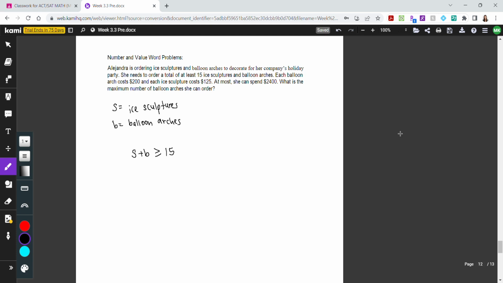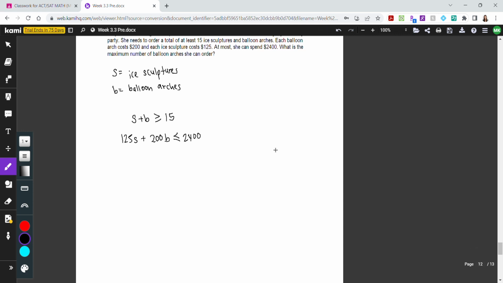Now the second one is, let's see, we know that each ice sculpture is $125 and each balloon arch is going to be $200. So then we will be able to write our second inequality as 125S plus 200B is less than or equal to 2,400. All right. Now, in order to find the maximum number of balloon arches that Alejandra can order, we need to realize that the intersection point of the boundary lines of these inequalities when we draw them would be the solution, right?